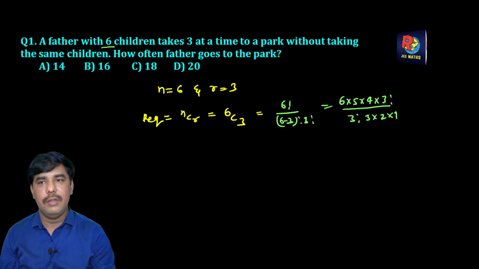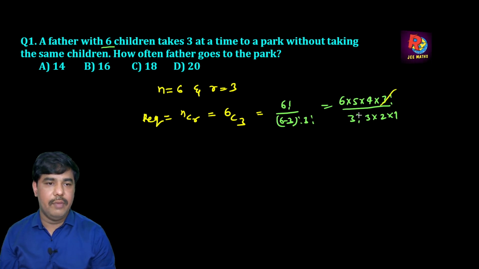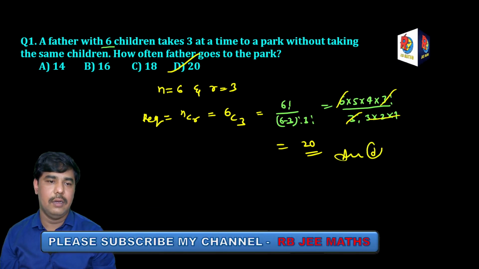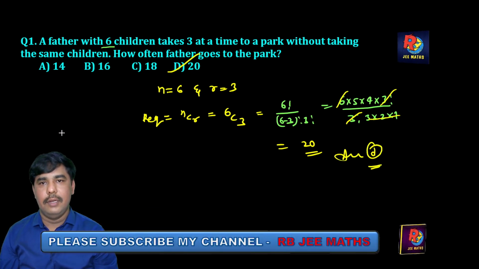Observe here: 3 factorial will cancel, and 3, 2, 1 cancels with 6. Obviously 20 is the answer. Option D is the correct answer. Next.